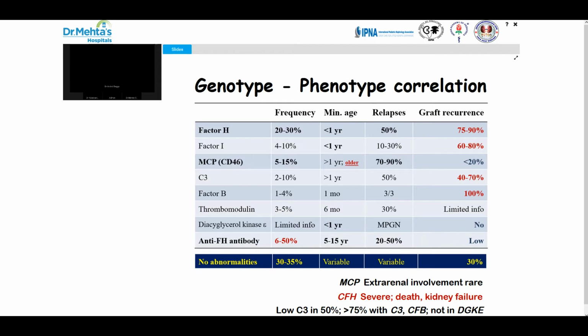Relapses are frequent with the CD46 mutations. But interestingly, the likelihood of these patients going on to end-stage kidney disease is low. The risk of graft recurrence also relies on the underlying cause. So with factor H, factor I, and the C3 mutation, the risk of graft recurrence is clearly high compared to mutations with, say, CD46 or even antifactor H antibody. So depending on the clinical presentation, the age when they present, whether they are having relapses and so on, one can infer, but you still need to do genetics.